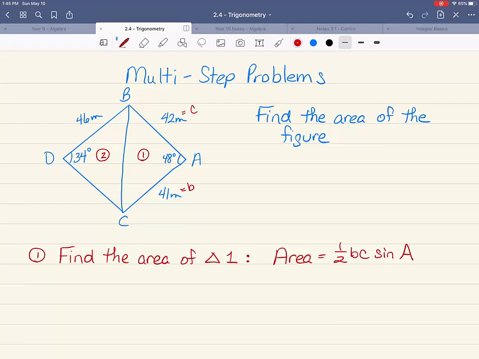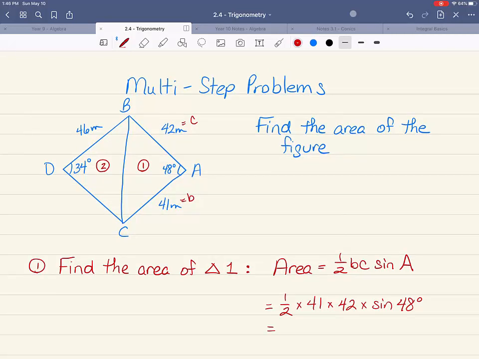So now we substitute the values in. We get 1/2 times 41 times 42 times the sine of 48 degrees. Now, when you go to your calculator to type this in, make sure your calculator is back in degree mode. If you had changed it to radian mode, it needs to be in degree mode for this. And I'm not going to show you the buttons to push because it's just pushing regular standard buttons. And so this answer comes out to be rounded 640 square meters. So the first area is complete.